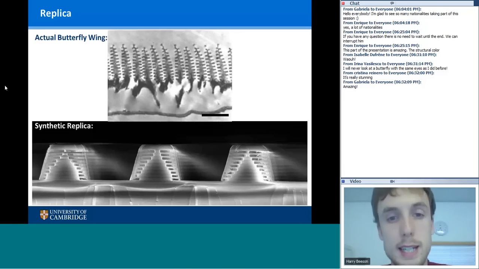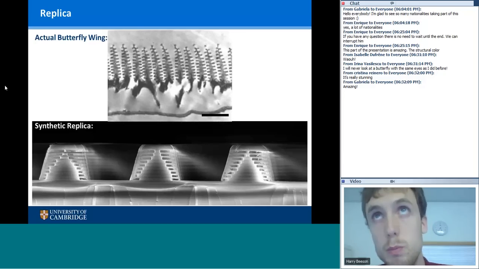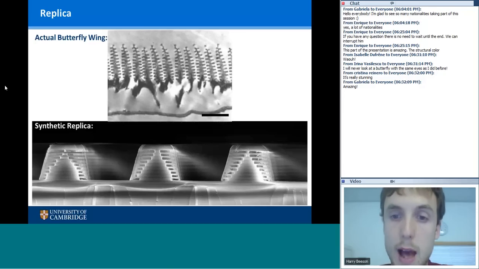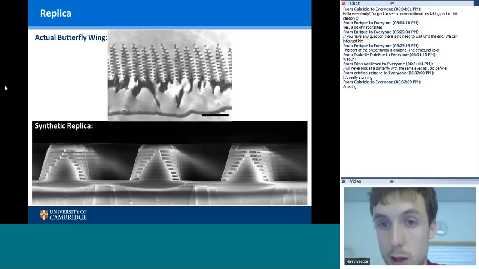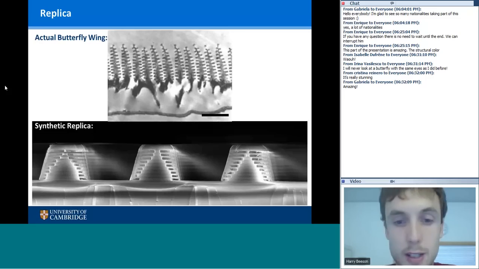So as I say, by trying to replicate what you see in nature, you can learn more about how it works, maybe how it forms, and you can also end up developing new technologies, borrowing tricks from nature, which is called biomimetics.